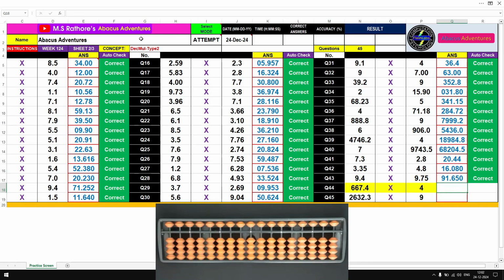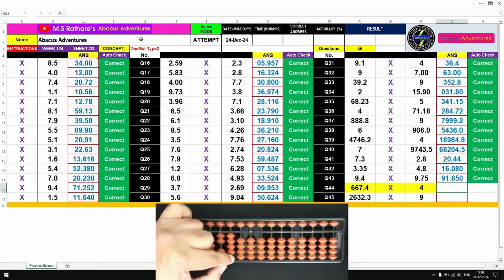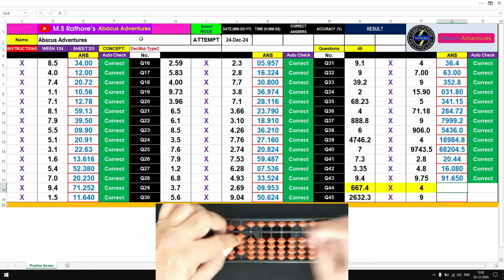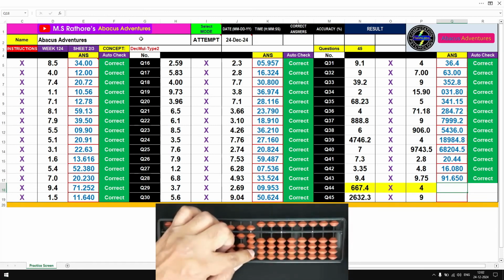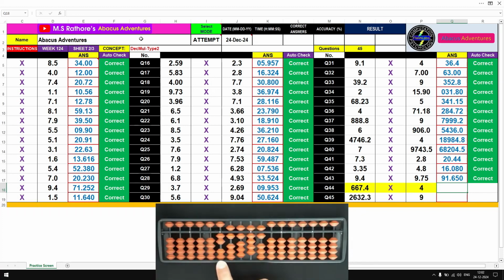Question number 44, 667.4 multiplied by 4, placing the left index finger on rod number 4 to begin with. 4 6s are 24, shifted. 4 6s are 24, shifted. 4 7s are 28, shifted. 4 4s are 16, and the answer is 2669.6.